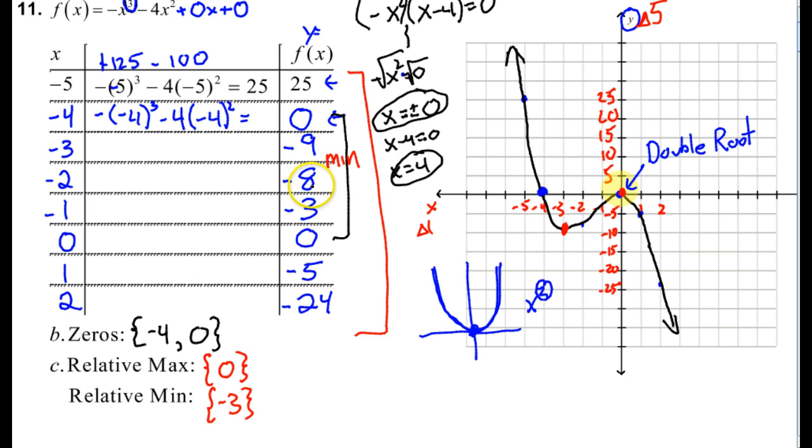And then okay, I'm going down, I'm going up, negative 8, negative 3, I went up some more, 0, I went up some more, negative 5, it went back down. So you can see where it changes. And we can even figure out these are mins and max without the graph, just by looking at the signs and see what direction's going.